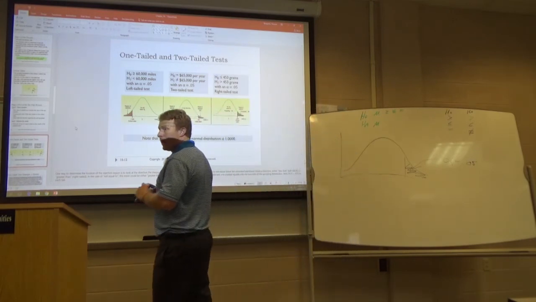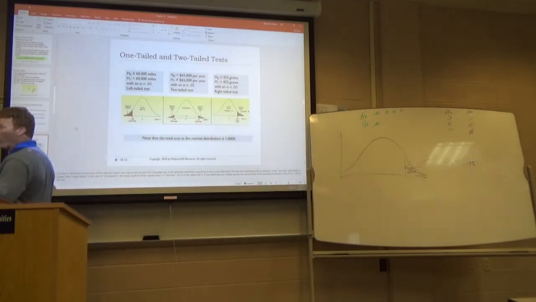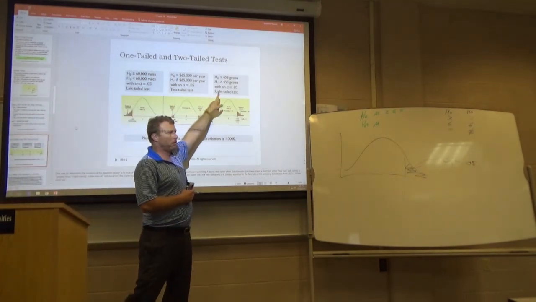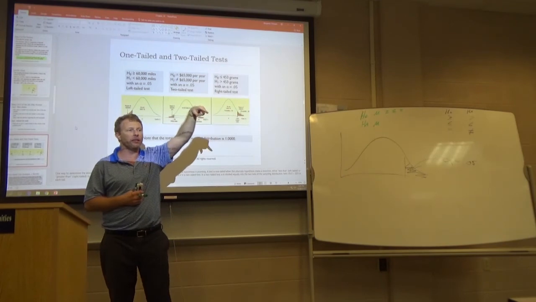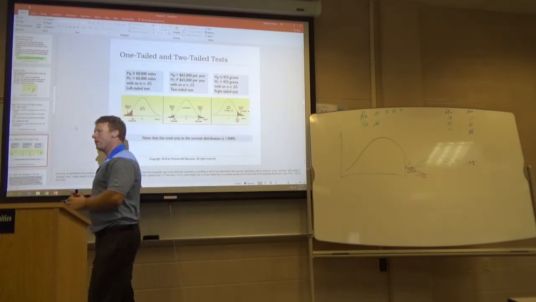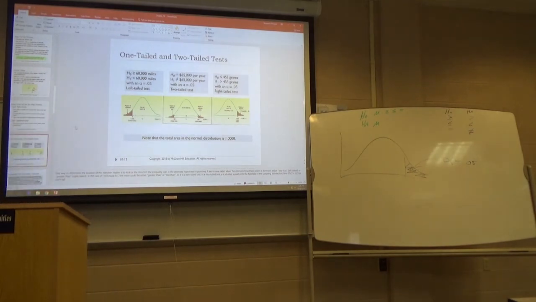All right. Is everybody good? What does this area under the curve always add to in every problem we've ever done in this class? 100%. 1. Very good. Okay.